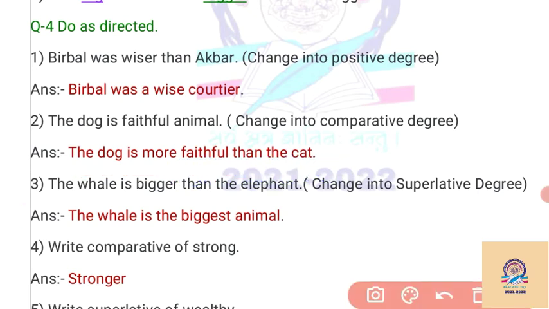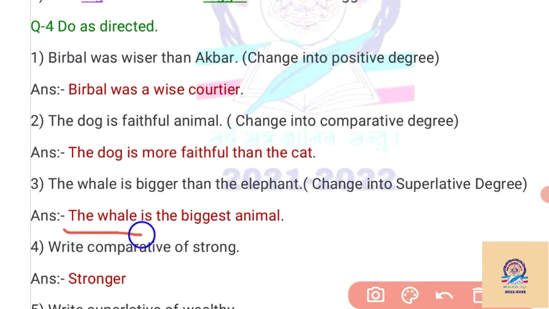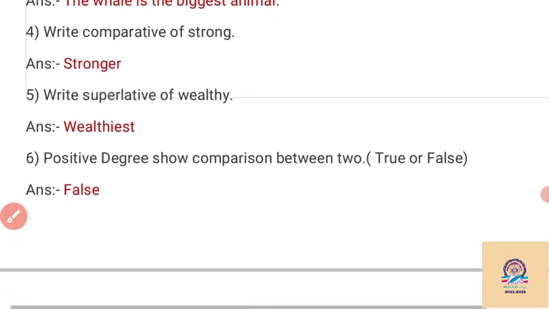Then the third example: the whale is bigger than the elephant. Here we have to change it into the superlative degree. So what do we do? We are comparing the whale with many animals. So for the whale, we add 'the' to show the superlative form, and bigger changes into biggest. So here we are showing the whale is the biggest animal of all other animals.